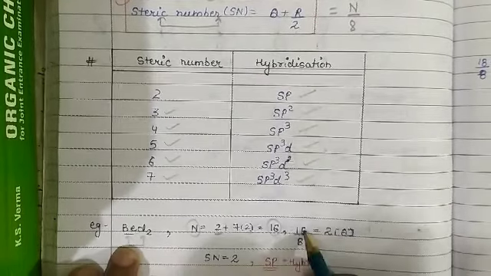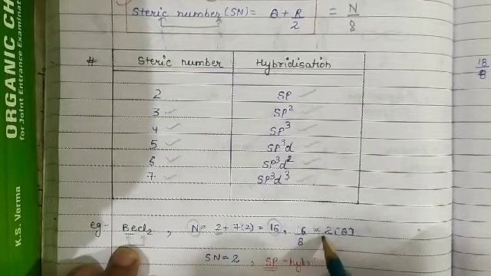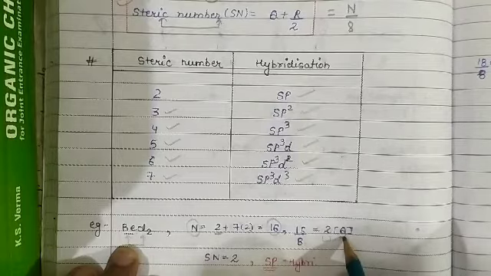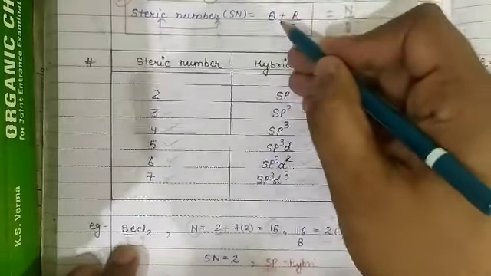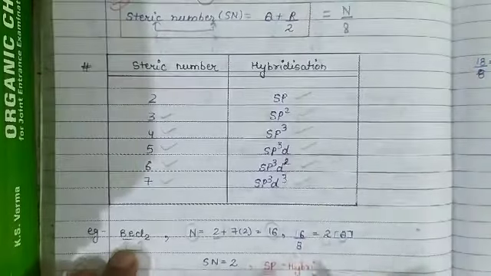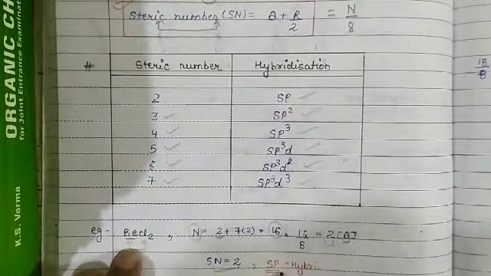Now divide 16 by 8. As 16 is divided completely by 8, we get 2. So 2 we obtained as the quotient q. As the quotient is 2 and there is no remainder, 0, the steric number will be equal to the quotient. So the steric number is 2. When the steric number is 2, hybridization is sp.